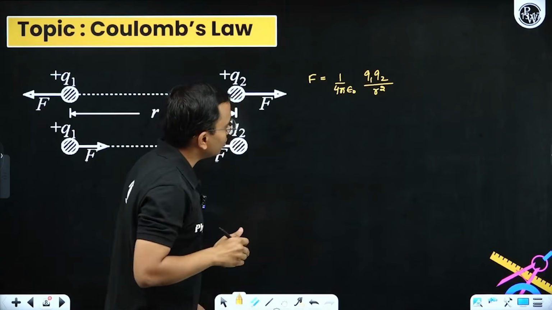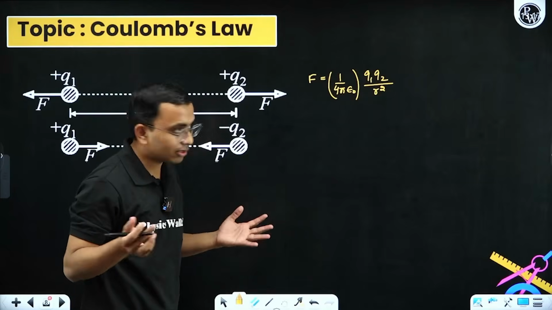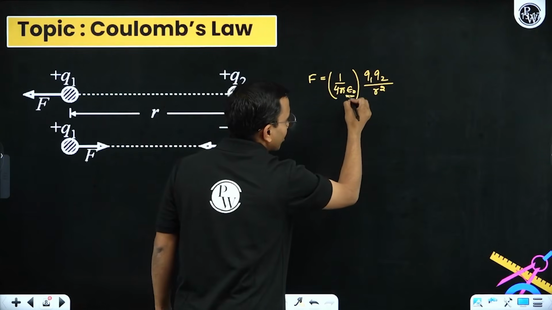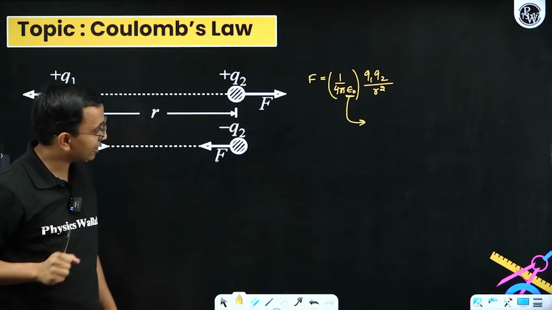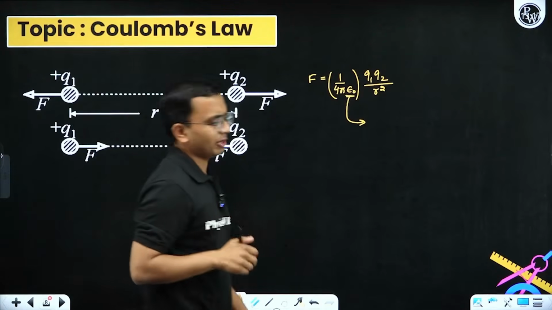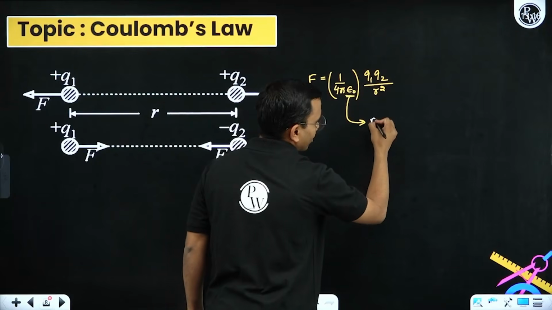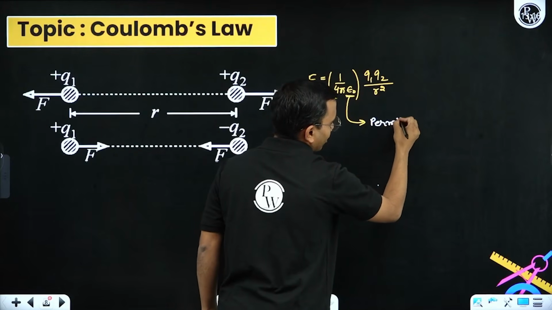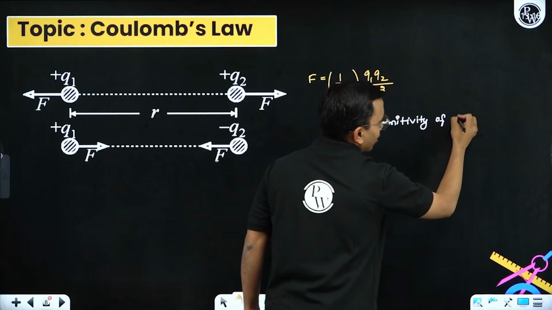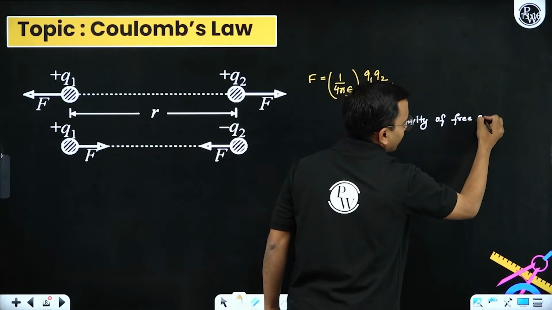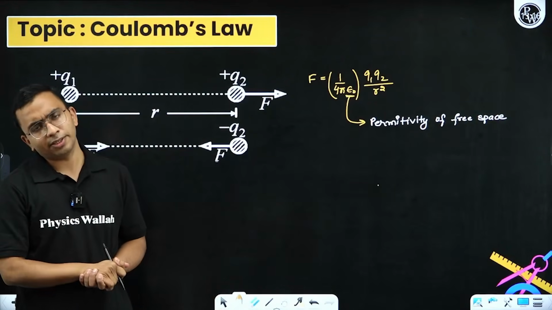Here I ask you, what is this 1 by 4 pi epsilon naught? This is a constant. What is this epsilon naught? This epsilon naught we call the permittivity of free space. Now what is this permittivity basically? Let me write first here. This is permittivity of free space. Okay. What is this permittivity basically?